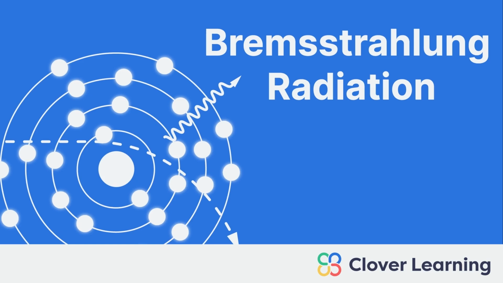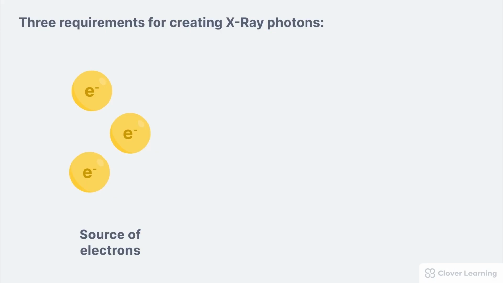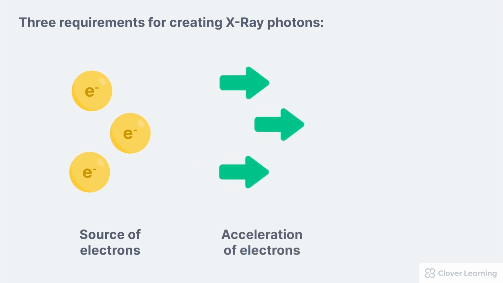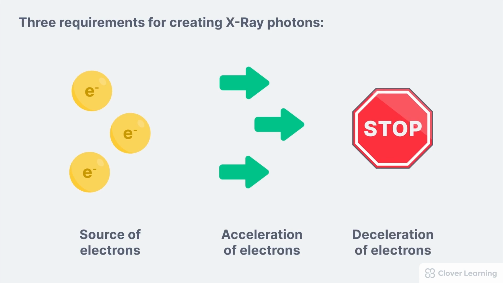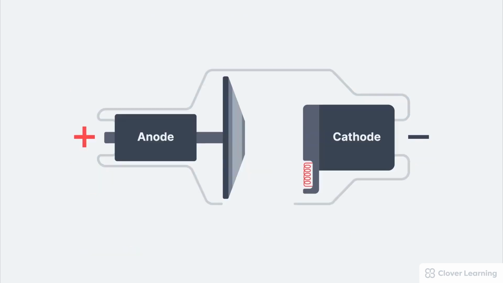Everybody, welcome back. This video is an overview of Bremsstrahlung radiation, one of the target interactions that creates X-ray photons in the X-ray tube. First, let's remember there are three essential requirements for creating X-ray photons. First, a source of free electrons. Secondly, a means of accelerating those electrons. And thirdly, a process for deceleration of those electrons. Each of these steps is controlled by different components and processes inside of the X-ray tube.